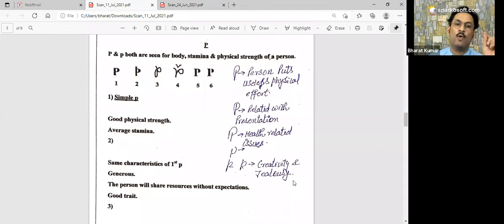They may be overburdened, or they may be suppressed by their seniors, or their seniors may be creating trouble for them. So this kind of P is observed in those people who are working under stress, or who are overburdened with work. Is this clear?